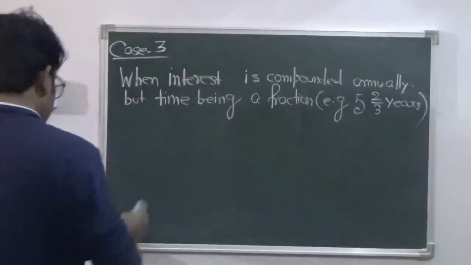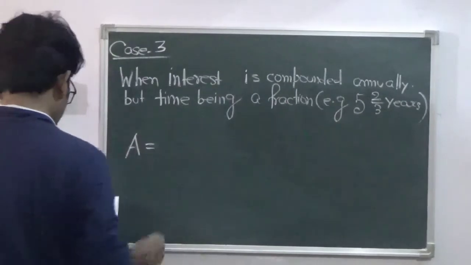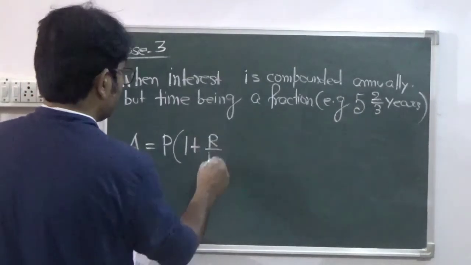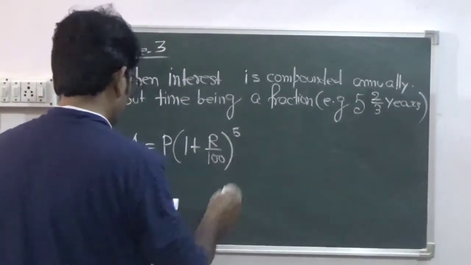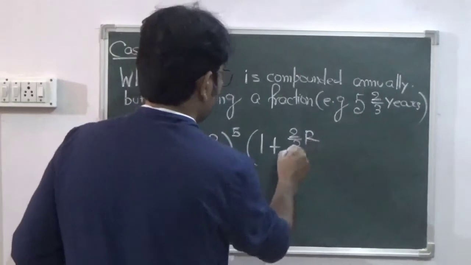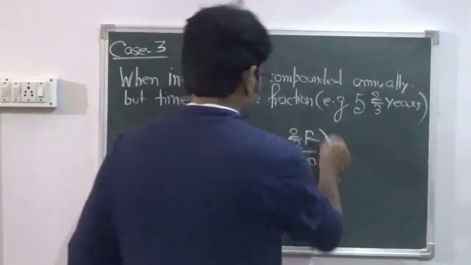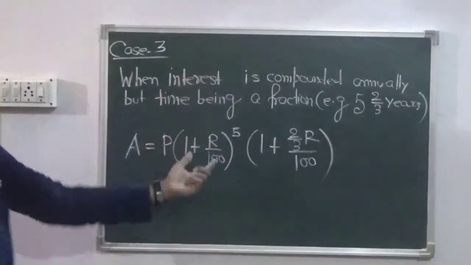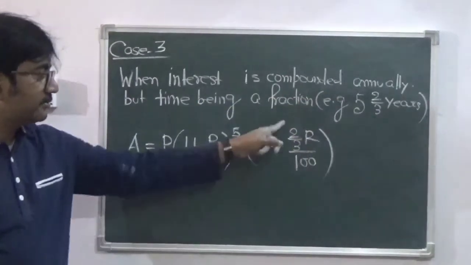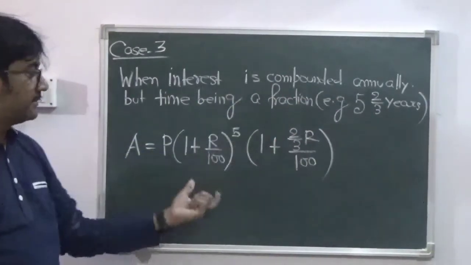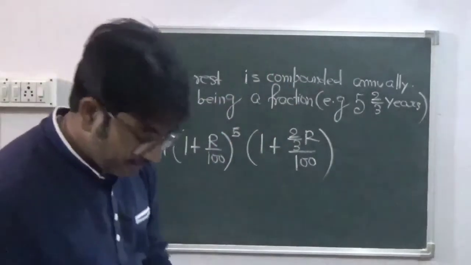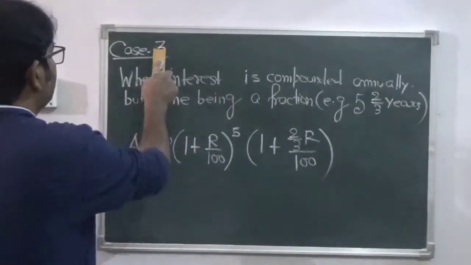Now in this case, we'll write the amount A equals to P into 1 plus R by 100 to the power 5 into 1 plus 2 by 3 into R by 100, this one. So 5 will be as a whole number, so A equals to P into 1 plus R by 100 to the power 5, and the fractional part, that is 1 plus 2 by 3 into R by 100. So this is when the interest is compounded annually but the time being a fraction. Okay.